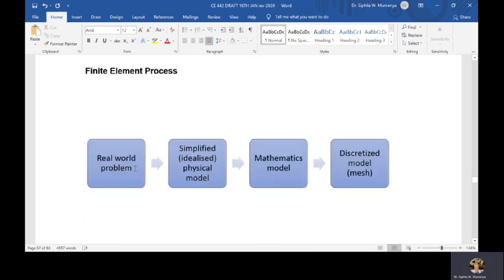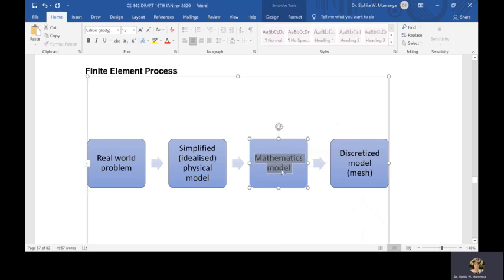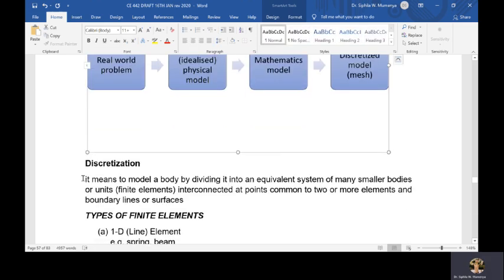The process itself, you start with the real world problem, you simplify or idealize this as a physical model, which can also be expressed in a mathematical form, and then we discretize that model or mesh it up. Discretization means to model the body by dividing it into an equivalent system of many smaller bodies or units, which are what are referred to as the finite elements. And these elements are interconnected at points common to two or more elements and the boundary lines of surfaces.